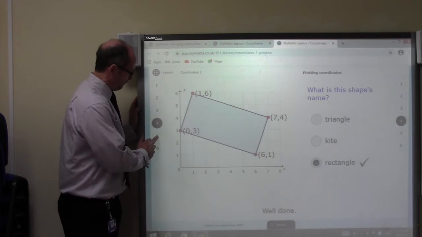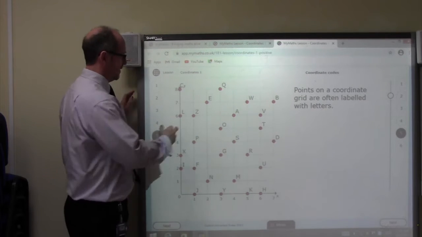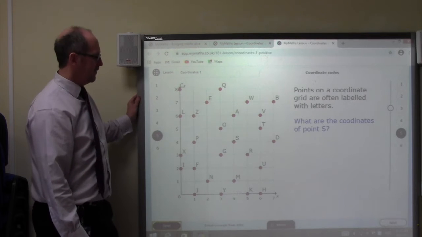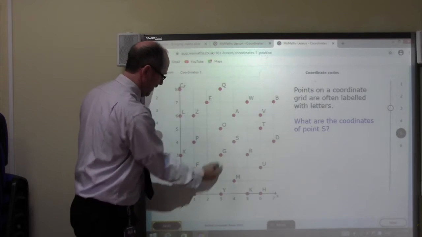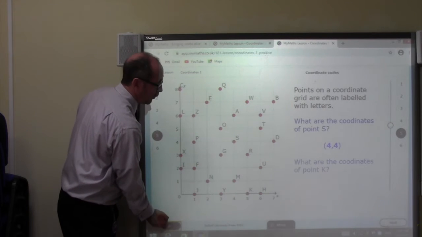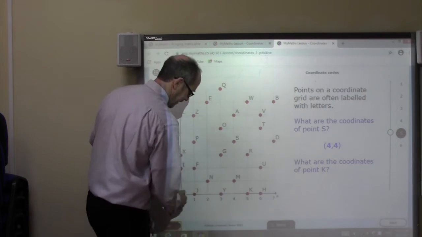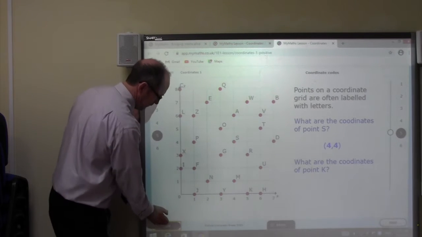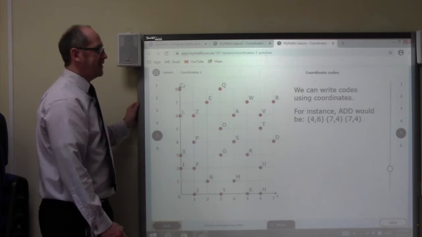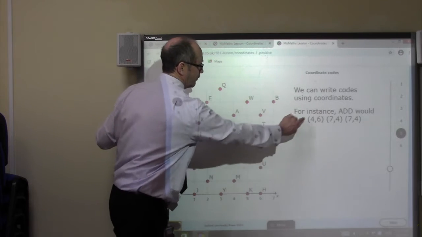Everyone happy with this so far? Right, points on a coordinate grid are often labelled with letters. So you've got a letter next to every dot. So what are the coordinates of point S? We find S on here, which is there. So you go 4 along and 4 up. 4, 4. What are the coordinates of point K? You find K down here. So it's 5 along and none up. So it's 5, 0. And for instance, add would be 4, 6, 7, 4 and 7, 4.